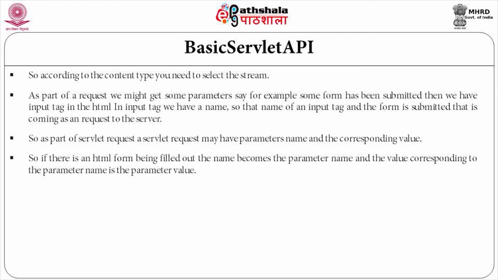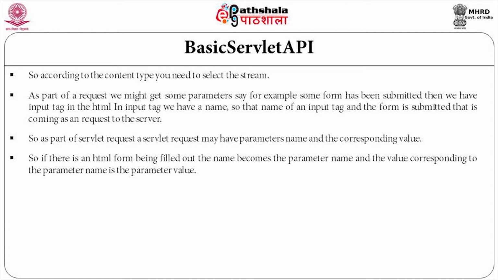So, whenever we have some input tags and a form being submitted, that comes as a request to the server. As part of HTTP, a servlet request may have parameters. A parameter has a name and the corresponding value. If an HTML form is being filled out, the name becomes a parameter name, and whatever value has been put in that corresponding field becomes the value of that parameter. That way any number of parameter values may be there. It depends on what we have.